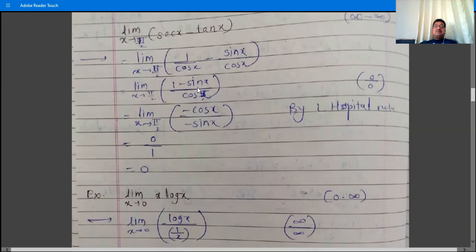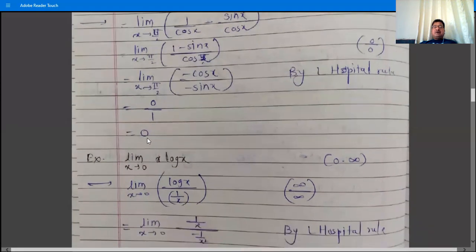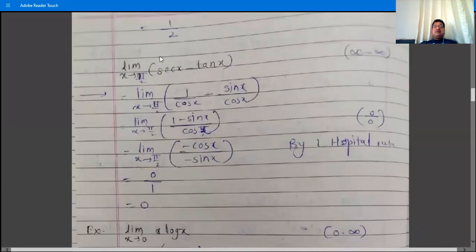So apply L'Hospital's rule. The derivative of 1 is 0, minus the derivative of sin x is cos x, and the derivative of cos x is minus sin x, by L'Hospital's rule. The minus 1 will become plus. Cos pi by 2, where x is pi by 2, is 0, and sin pi by 2 is 1, and 0 by 1 is 0. So the answer of this problem is 0.